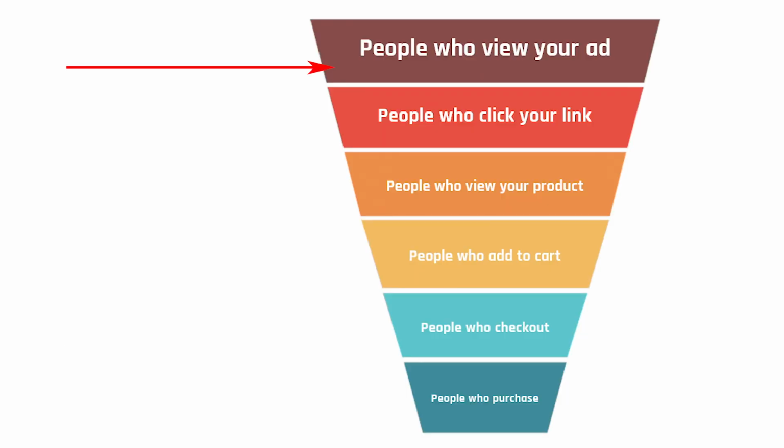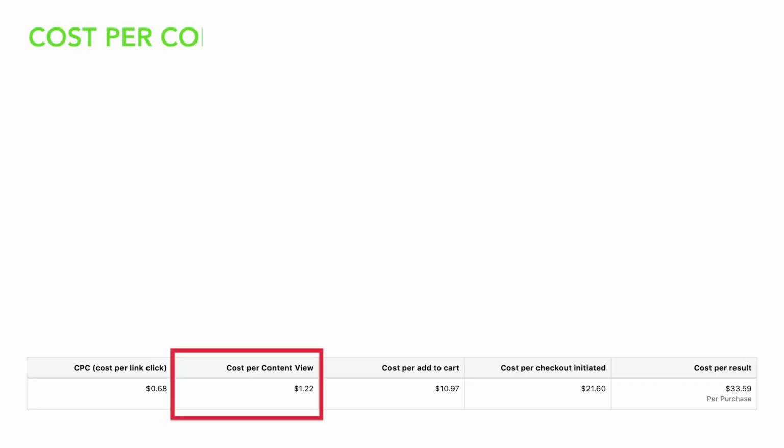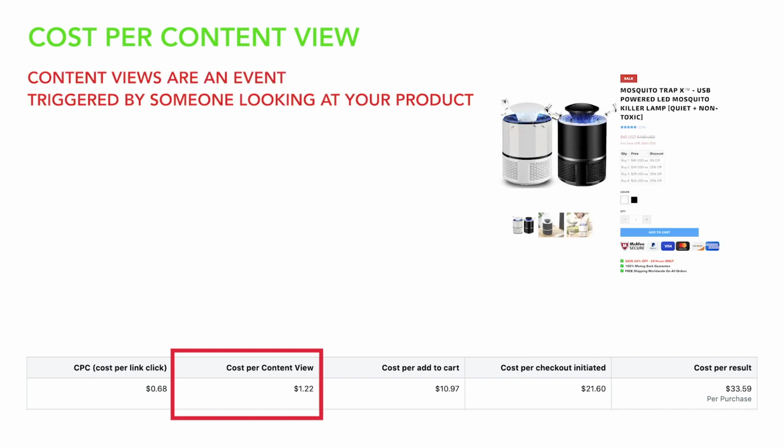Since I did get this part of the funnel converting a lot of visitors to my site, the next thing to work on was getting people to actually view the product on my site. This brings us to cost per content view. Content views are an event that is triggered when people look at a product page on your site. As long as you're not linking directly to a product, content views can tell you a lot about what people are thinking as they land on your site.